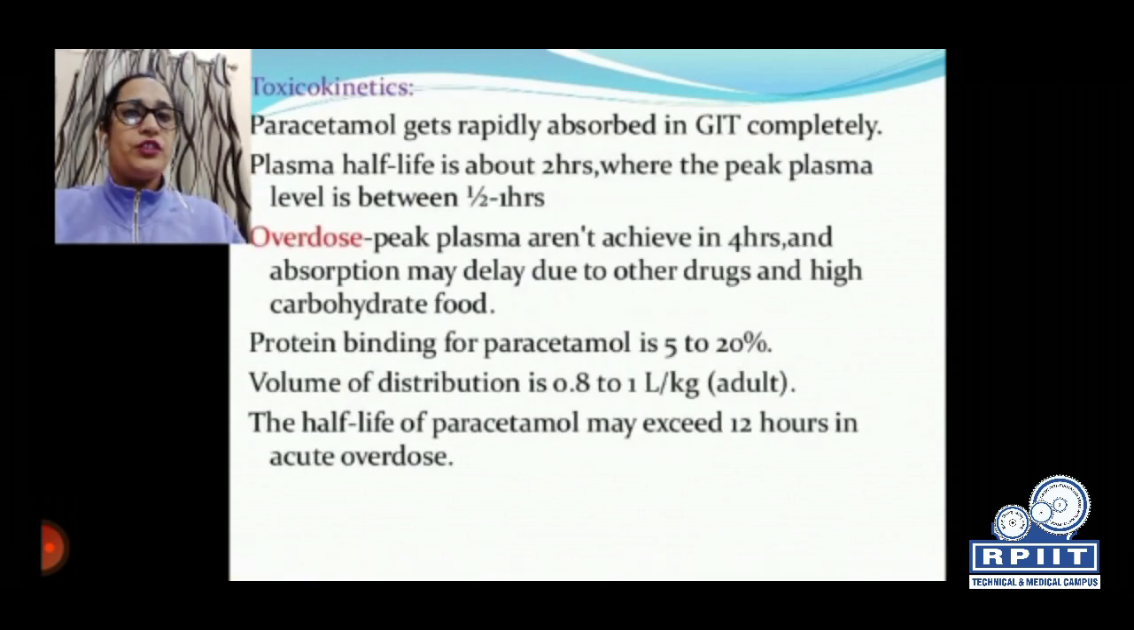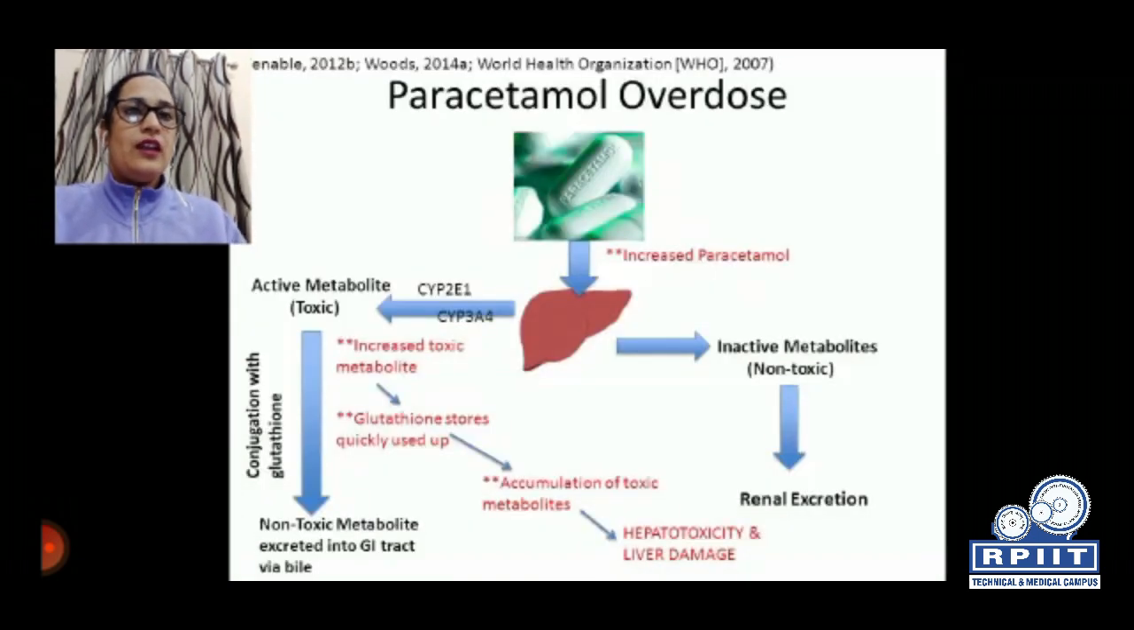If we talk about the toxicokinetics, paracetamol gets rapidly and completely absorbed in the GIT. Plasma half-life is about 2 hours, whereas the peak plasma level reaches within half an hour. If we talk about protein binding, it is 5 to 20% protein bound, whereas its volume of distribution is 0.8 to 1 liter per kg in case of adults.